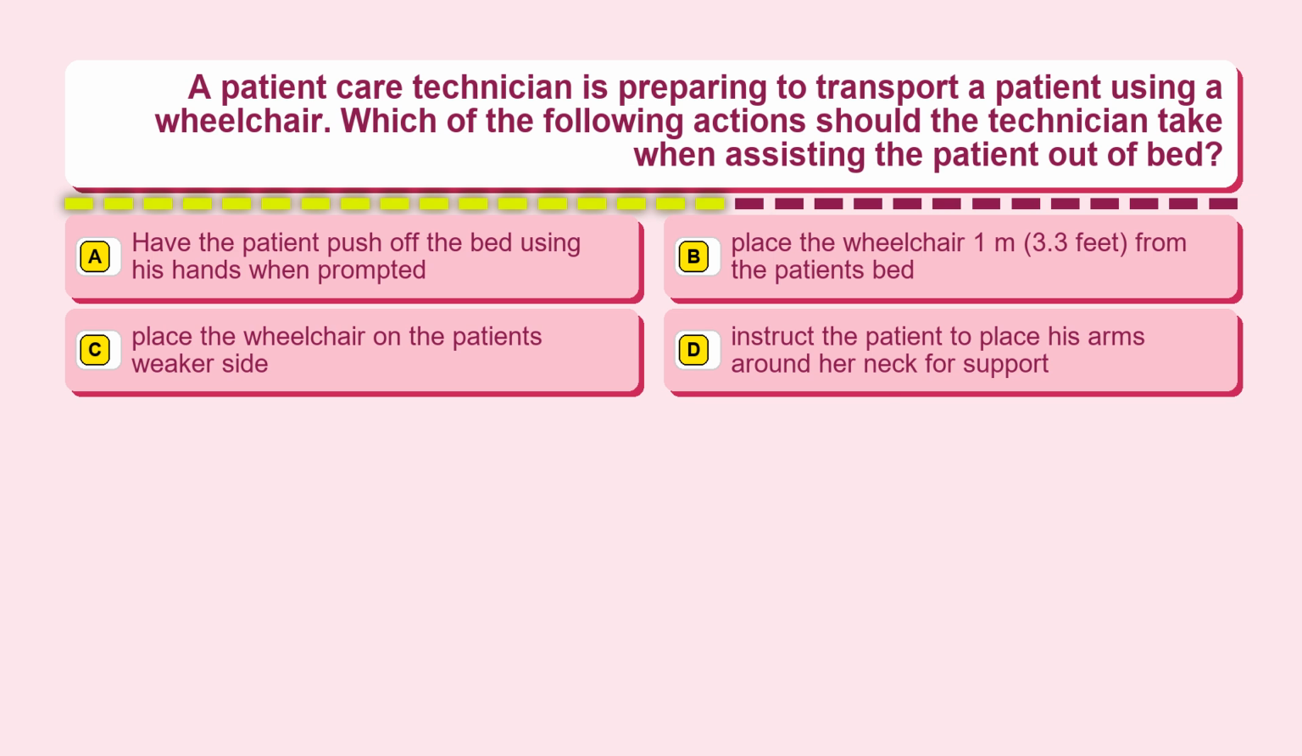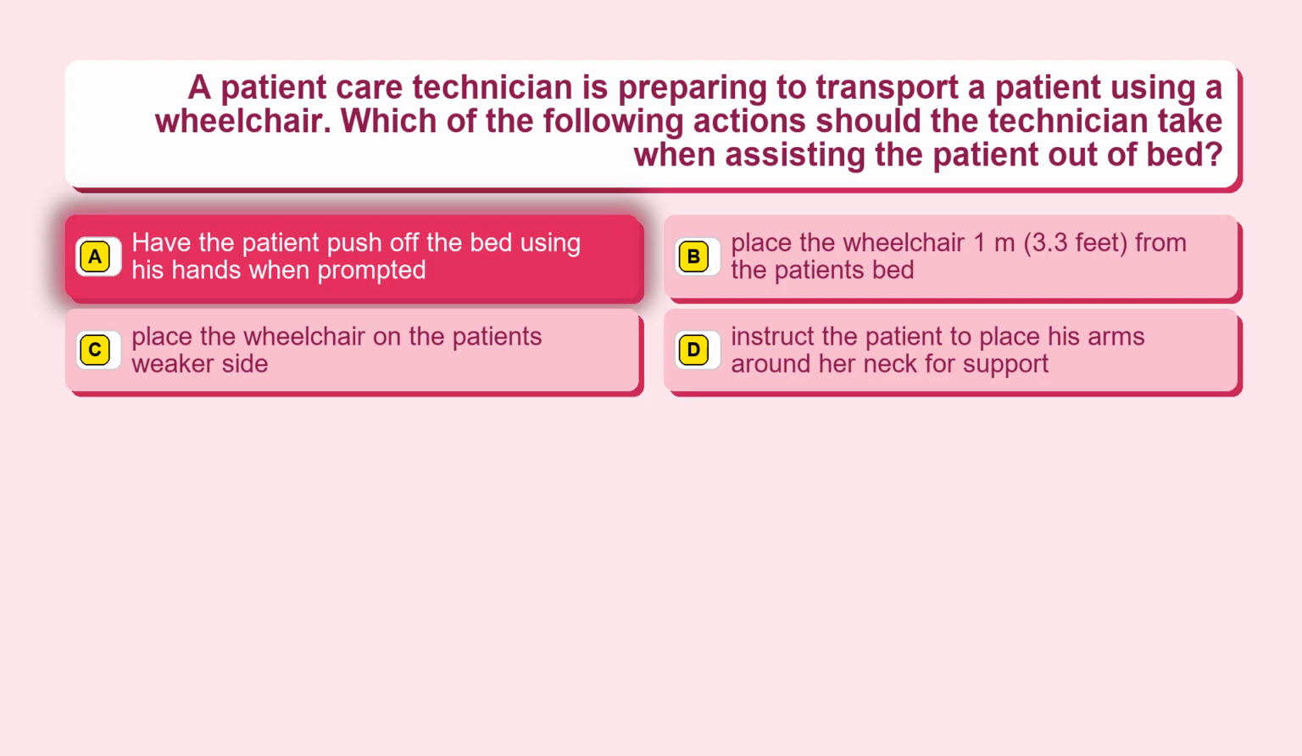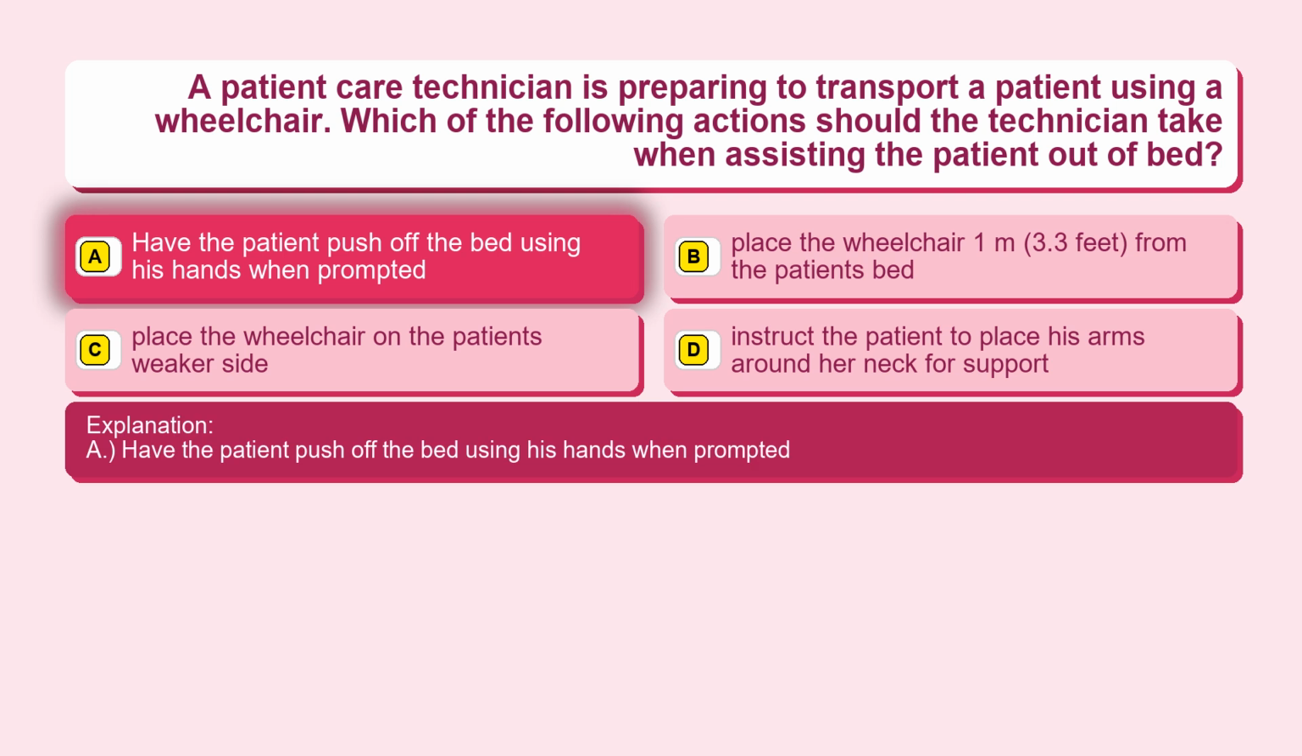Option A, have the patient push off the bed using his hands when prompted. Option B, place the wheelchair 1 meter (3.3 feet) from the patient's bed. Option C, place the wheelchair on the patient's weaker side. Option D, instruct the patient to place his arms around her neck for support. The correct answer is option A, have the patient push off the bed using his hands when prompted.